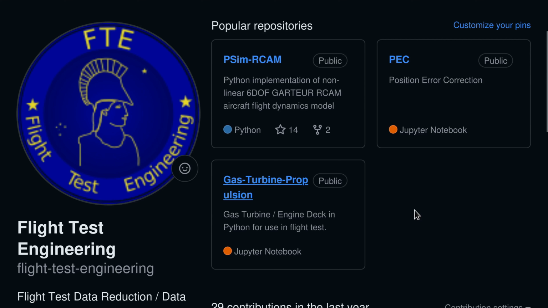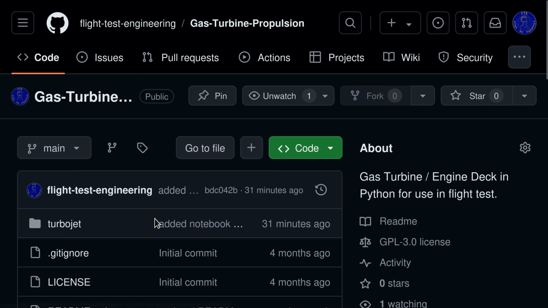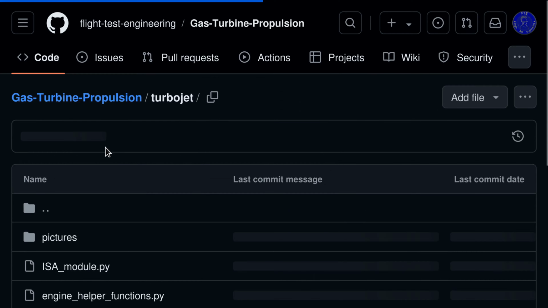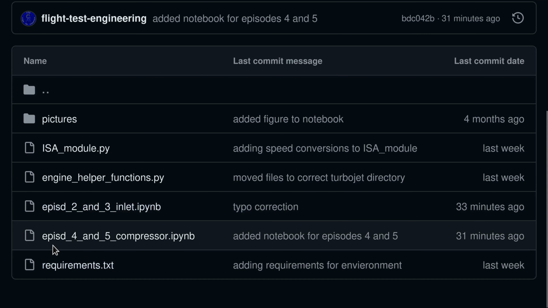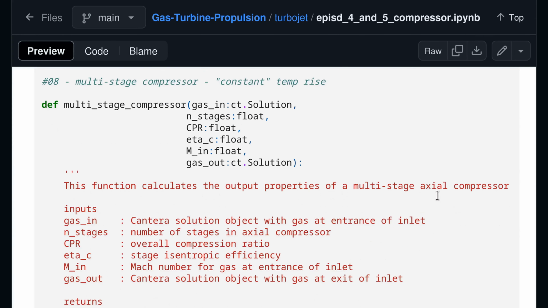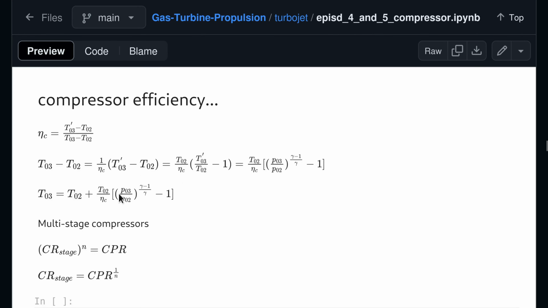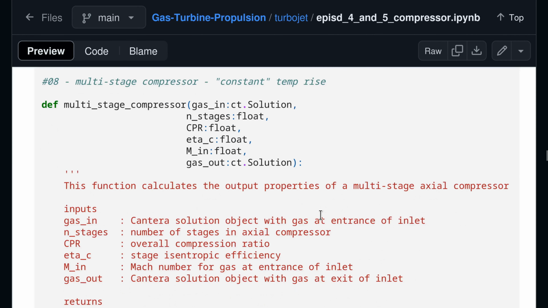If you want to follow along, you can access the Flight Test Engineering GitHub site. In there, you'll find the gas turbine propulsion repo, and if you access that, there's the Turbojet subdirectory. In there, you will find the episodes 4 and 5 compressor notebook. It has all of the equations, and also all the code that's going to be represented in these 2 episodes. If you want to download, you just access this button here, and it will download directly to your desktop.